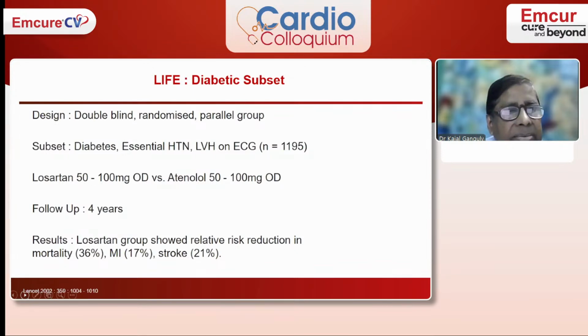So in the diabetic subset, a double-blind randomized parallel group trial, diabetes with essential hypertension with LVH. Again, it was with losartan 50 to 100 milligram and atenolol 50 to 100 milligram. The losartan group showed reduction in mortality by 36%, MI by 16 to 17%, and stroke by 21%.